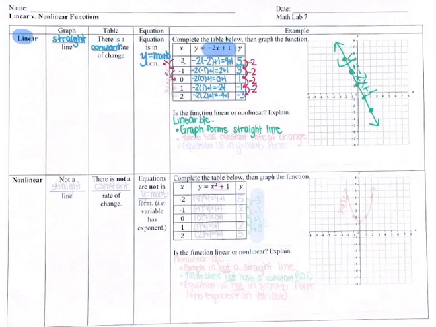-2 to -1, we're increasing by 1. -1 to 0, we're increasing by 1. 0 to 1, we're increasing by 1. 1 to 2, we're increasing by 1. So what this tells us is, since our y's are going up by the same number every time and the x's are going up by the same number every time, our table tells us it's linear because the table has a constant rate of change.